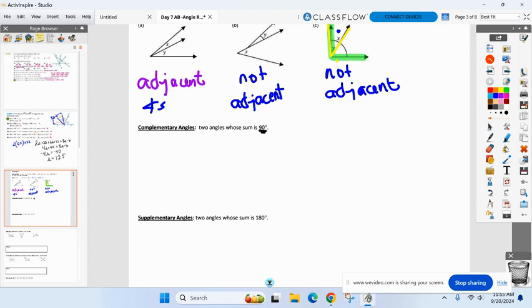All right. And unfortunately, I'm not going to have a diagram of like a 40 and a 50 degree angle like you had in elementary school. Here's our diagram for complementary. Take a peek.